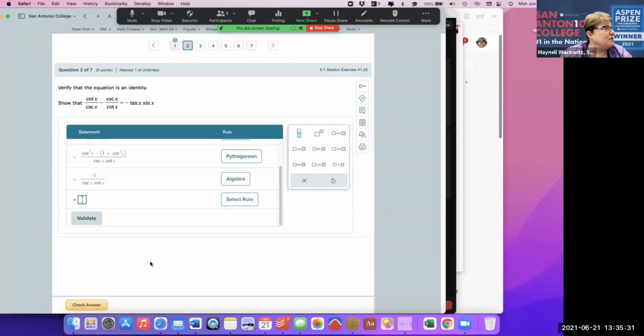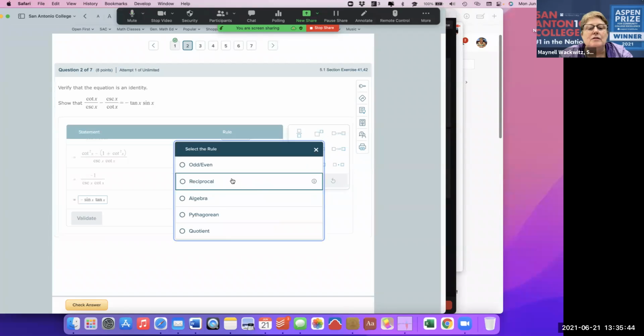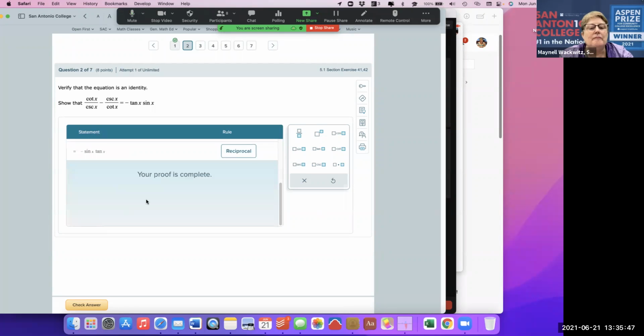Are those both reciprocals? Yes. Okay, that means that we can do this in one step. Sin x, tan x, and I need to remember the negative. And the rule is going to be reciprocal. Yay.